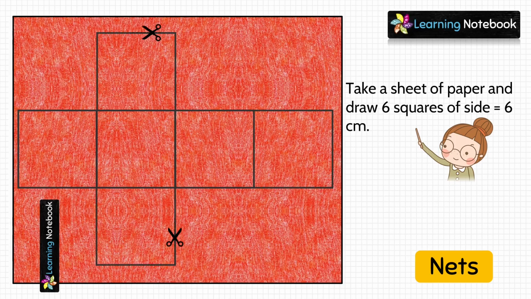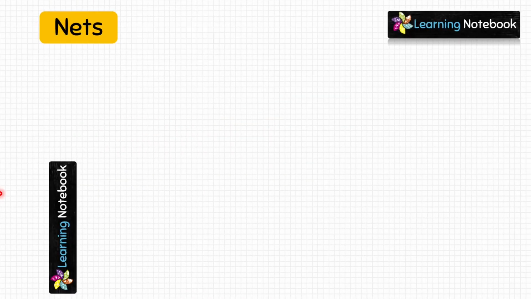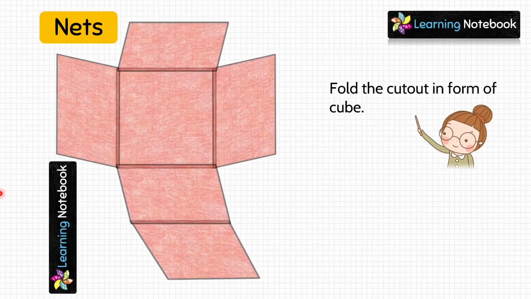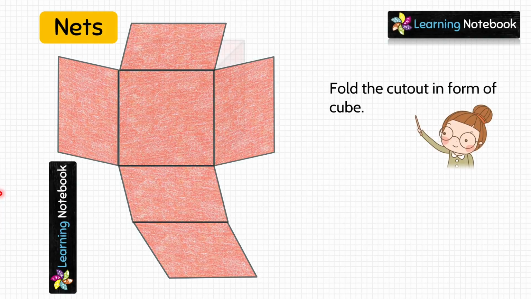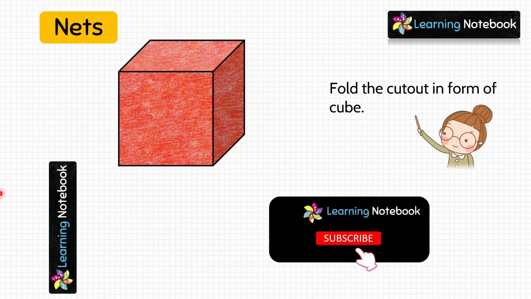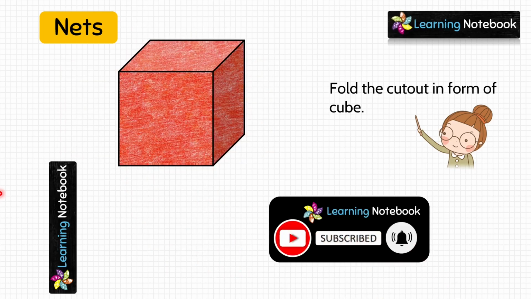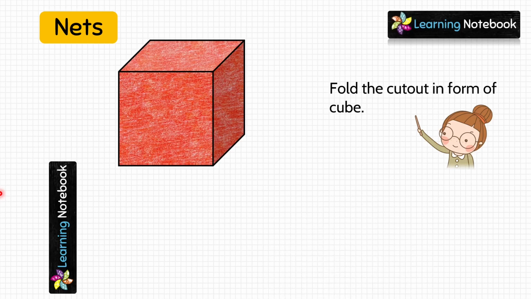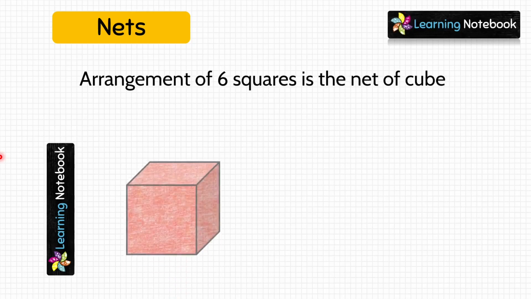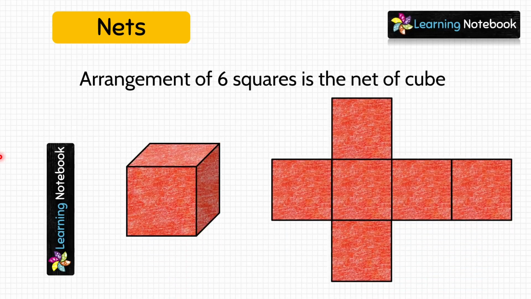Then cut it along the sides. Now students, fold this cutout in the form of a cube as shown here. So here we have folded a two-dimensional shape into a cube, which is a three-dimensional shape. So the arrangement of 6 squares is the net of a cube.